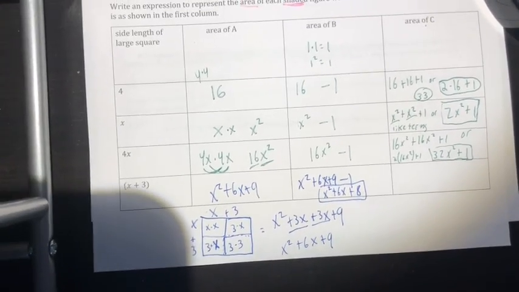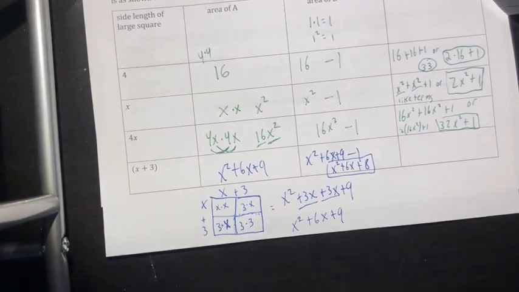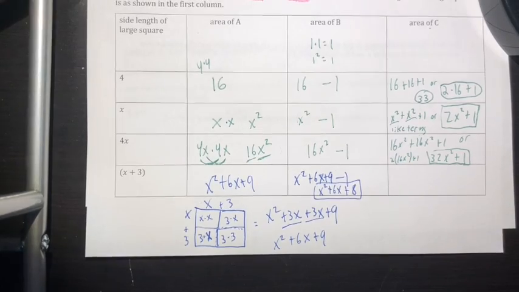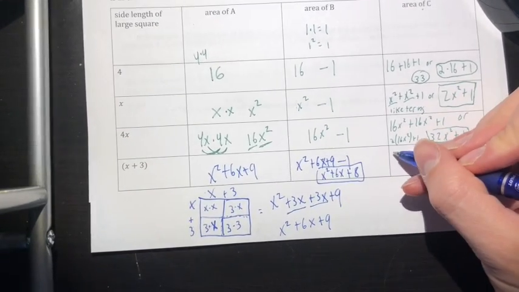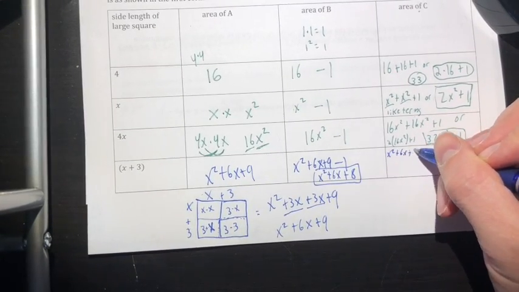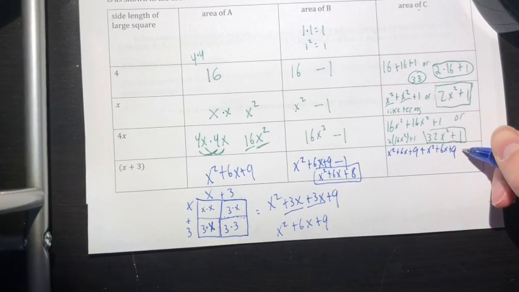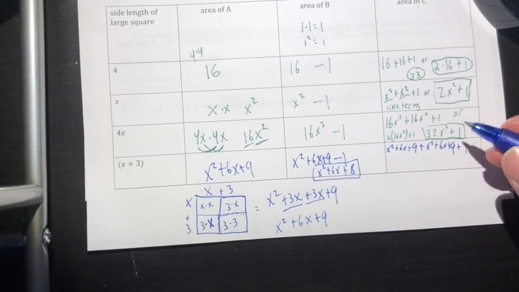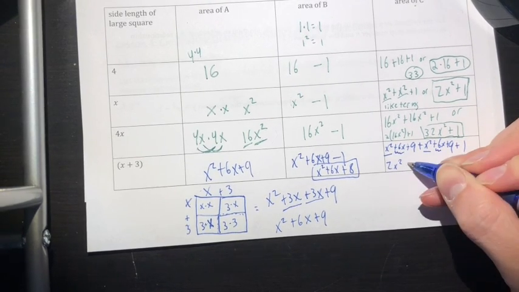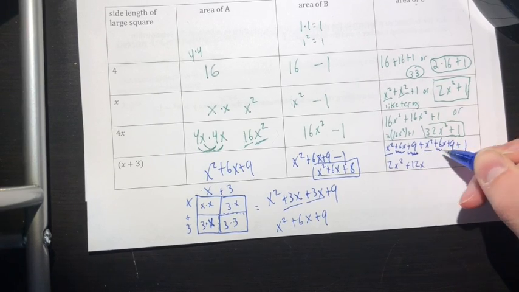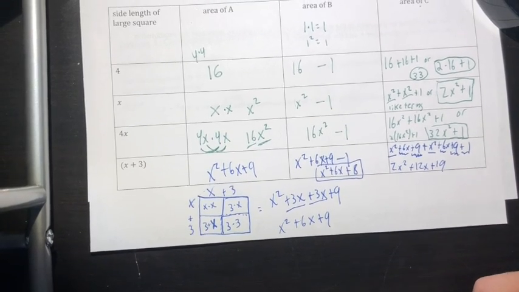All right, and then last one over here. Okay. Last one over here, I got the 2 boxes and then the 1. So I have to add 2 of these together. So x squared plus 6x plus 9 plus x squared plus 6x plus 9 plus 1. So all right, here's a lot of like terms. X squared and x squared is 2x squared, 6x and 6x is 12x, 9 and 9 and 1 gets me 19. All right, so there's that.